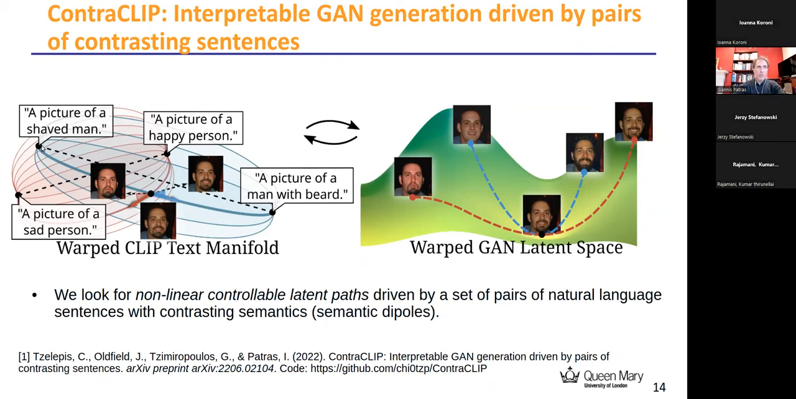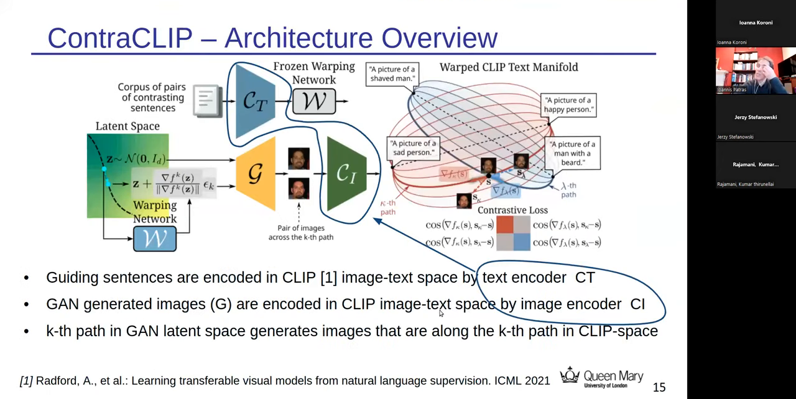For example, we want to go from a picture of a shaved man to a picture of a man with a beard. We're finding paths now in the latent space of GANs that generate changes according to those two contrasting sentences. How we do that is summarized in this slide here.